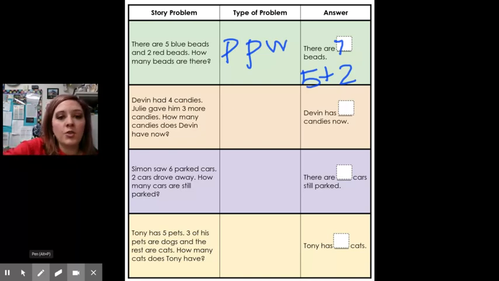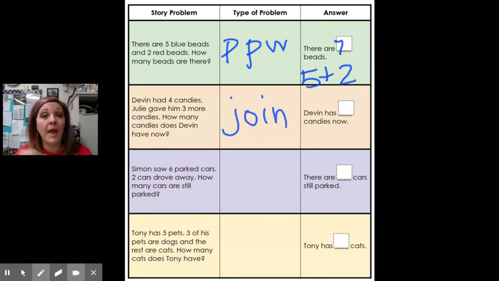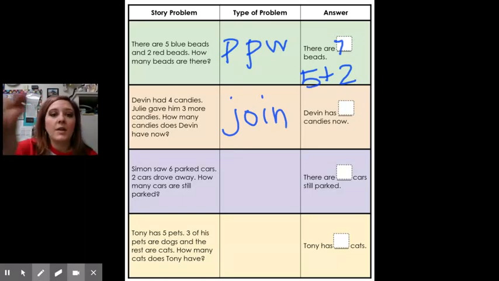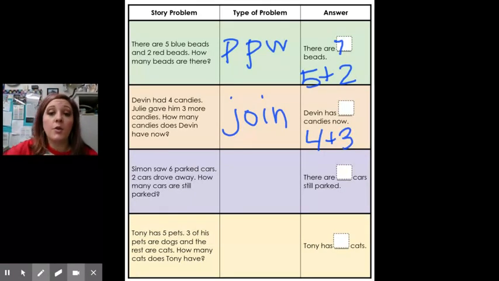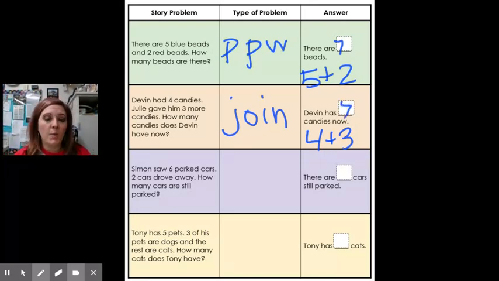So I'm going to write join, because Devin had some and Julie had some, and they joined them together. So Devin had 4 plus Julie gave him 3. So 4 plus 3 equals 7. Let's look at our next problem.